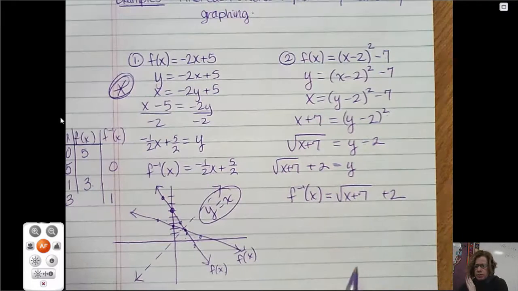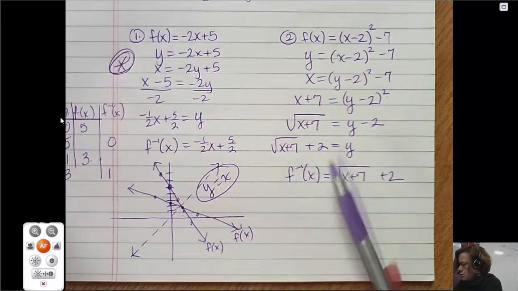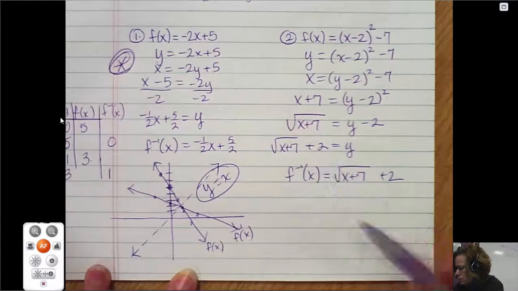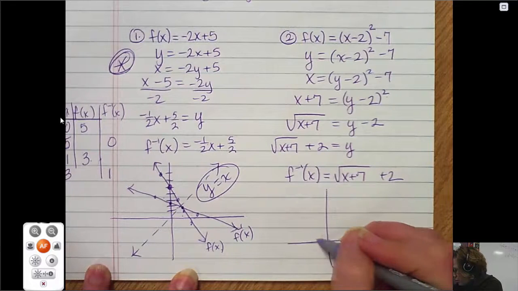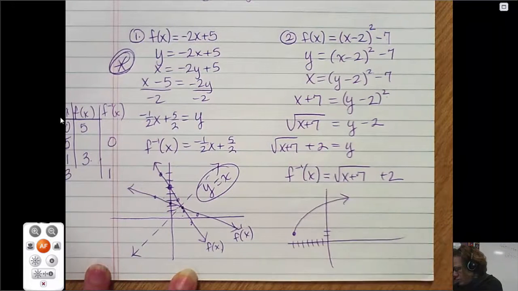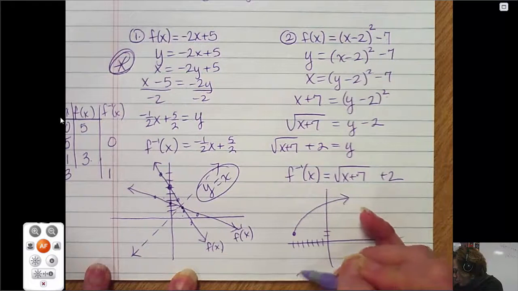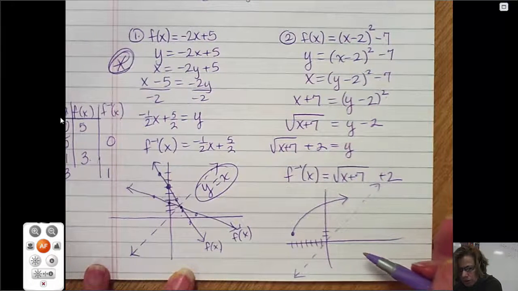Well, again, when you think about your graphs and your parents and the transformations on them, this is my parent square root that's gone left 7 and up 2 units. So if we start actually with the inverse graph, we go left 7, up 2 units, and I have my parent square root of x. Then I think about how it was a reflection over y equals x of some graph that's its inverse.